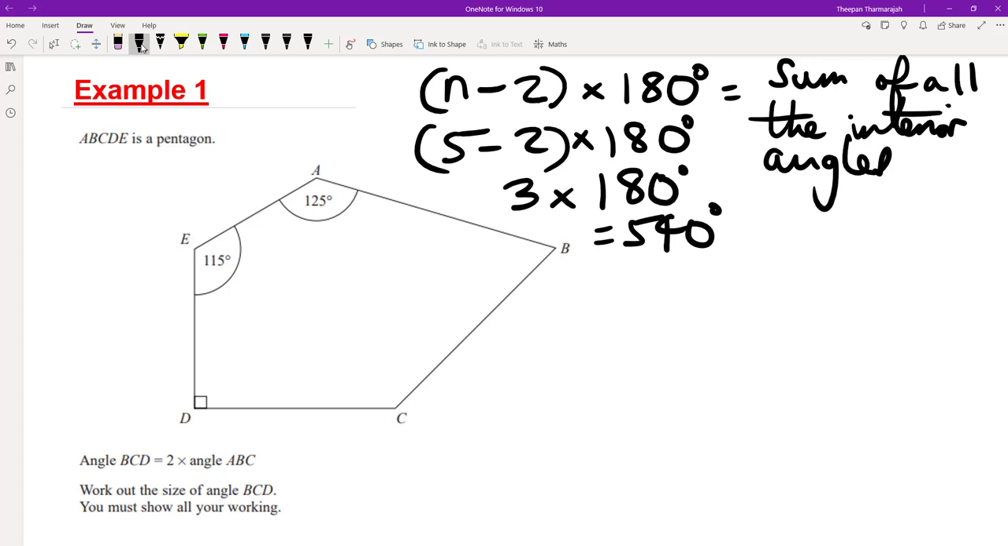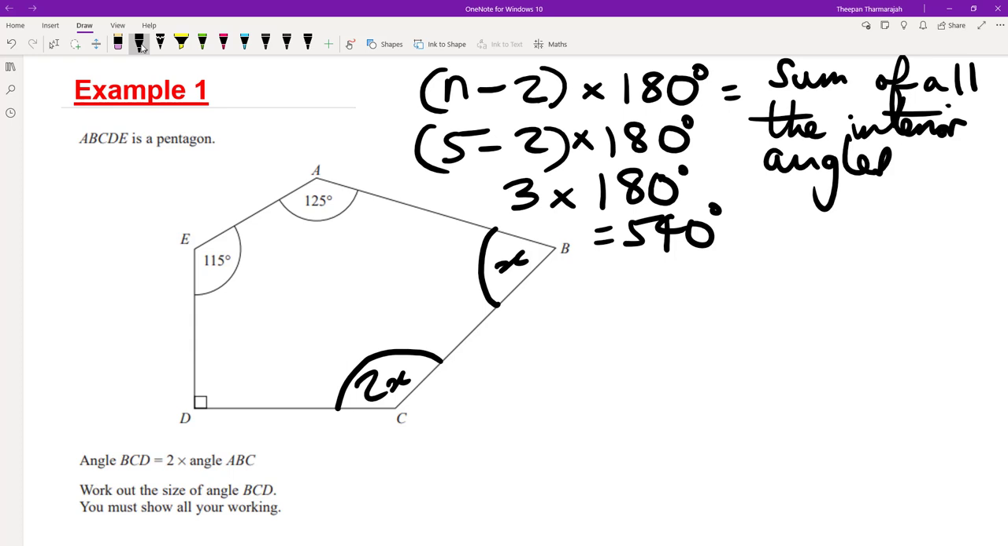But they've told us a fact here, that the angle BCD in this question, this angle, is double of the angle ABC. So I'm going to call angle ABC x, and I'm going to call angle BCD 2x, because it's double of it.